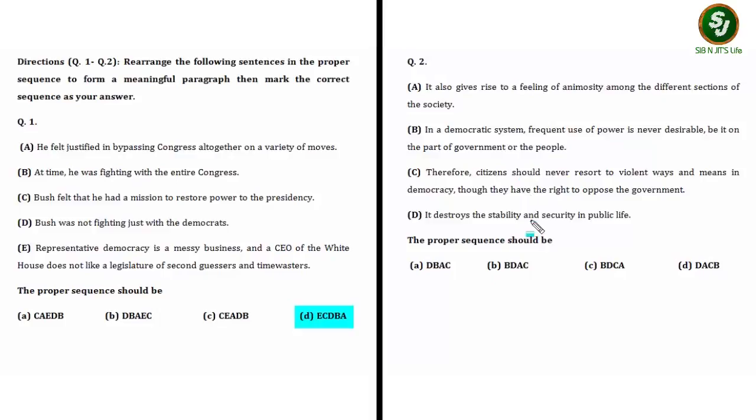Okay, which will be the third statement and the fourth. Now, it also gives rise to a feeling of animosity among the different sections of the society. It is telling about this democratic system only, right? So definitely after D, A will come. So B is the first statement, D is the second, A is the third, and lastly it will be C. Therefore, all the points are combining and it is coming to a conclusion. So definitely the correct option will be B, and the sequence is B, D, A, C.